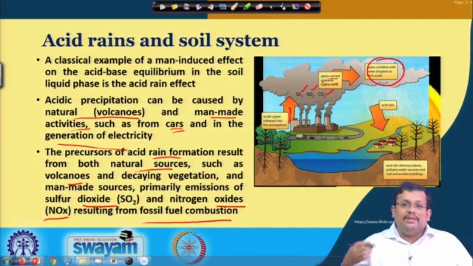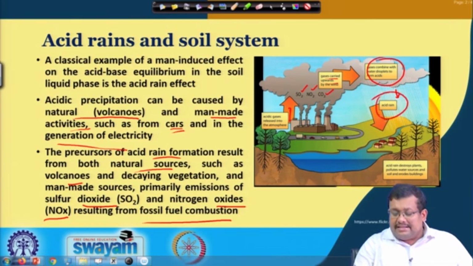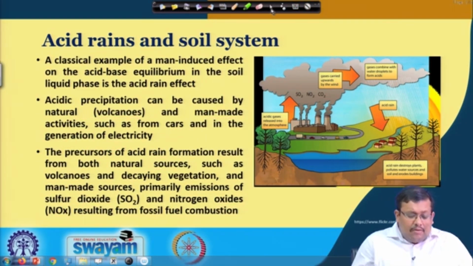We are going to see the chemical reactions which are responsible for forming those acids, and ultimately they come back in the form of acid rain. Acid rain destroys plants, pollutes water sources and erodes different buildings, and these are some of the ill effects of acid rain. We have seen that the precursors of acid rain formation, mainly the gases sulfur dioxide and nitrogen oxides, form as a result of fossil fuel combustion.